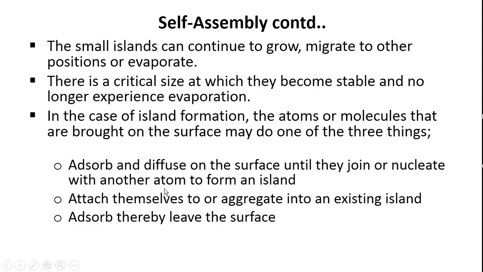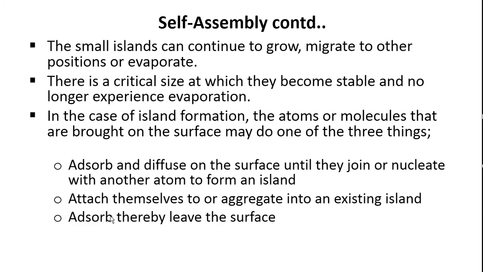They can adsorb and diffuse on the surface until they join or nucleate with other atoms to form the cluster or island. They attach themselves to and aggregate into the existing island, which can grow layer by layer. Or they can adsorb and finally leave the surface. These three things may happen to the atom or molecule which comes onto the surface.